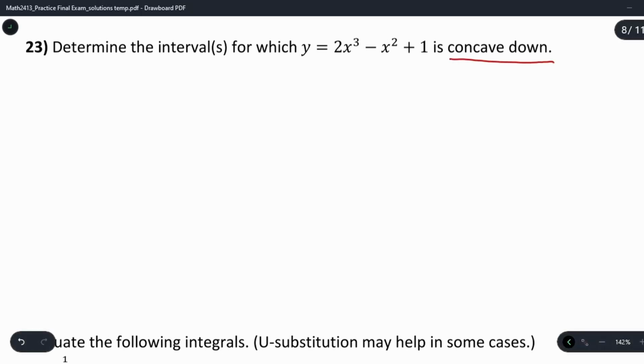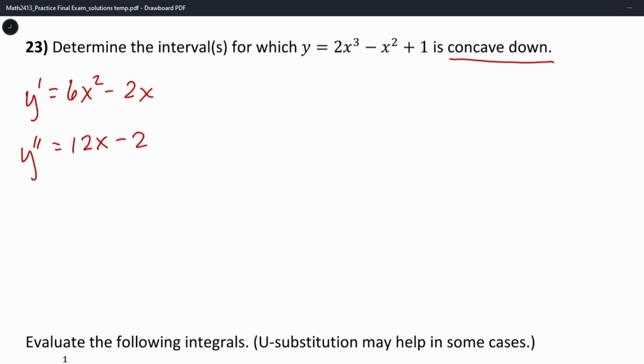concave down. That means we're going to need to find the second derivative and then find out where the second derivative is negative. Starting with the first derivative, that's going to be 6x squared minus 2x. The derivative of the constant goes to 0. Taking the second derivative is going to give us 12x minus 2. And then what we need to do is we need to know when this is negative.